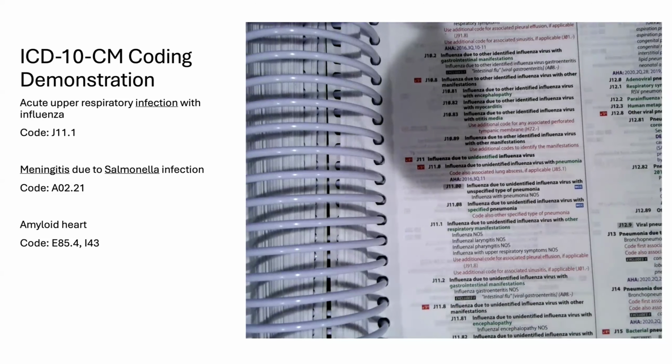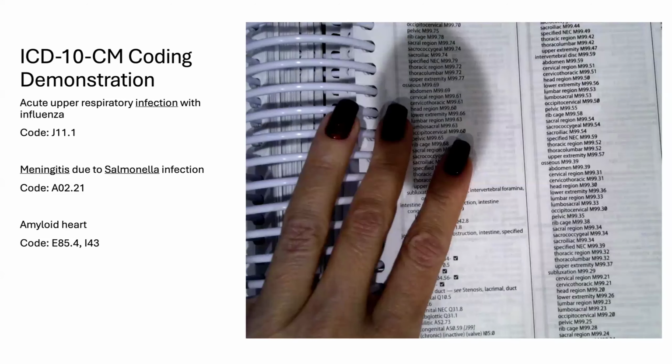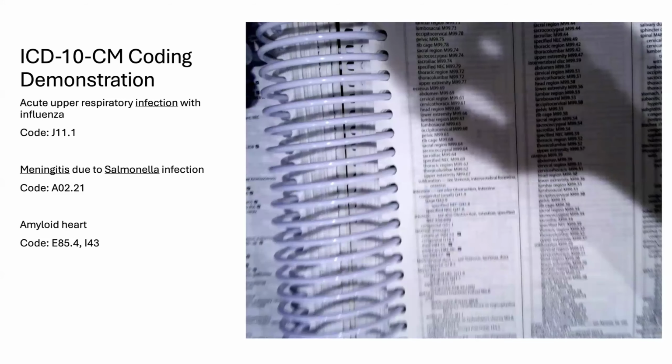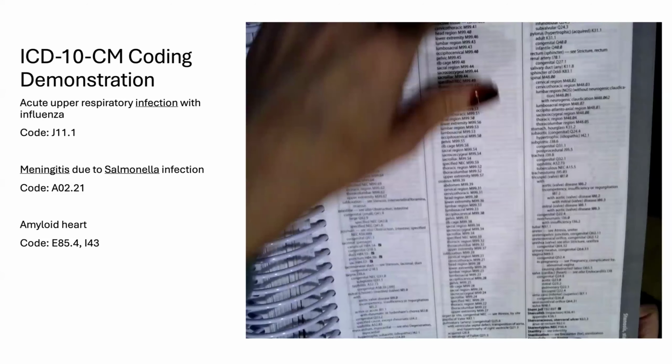Now, the next scenario that we're going to do is meningitis due to salmonella infection. We have another case where we could either go infection, salmonella, or the condition itself, which is meningitis. Either one of those is probably going to lead you to the correct place. So let's first start with meningitis. Let's go back to our index, and I'm going to zoom out just a little bit so I can show you more of the page so we can see where we're at again.